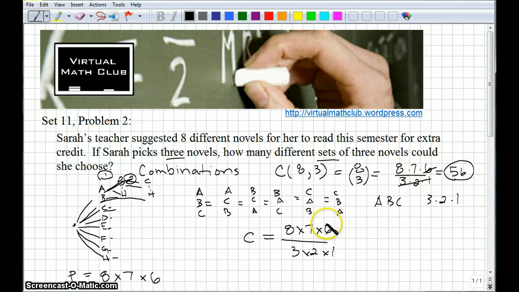So that's a very quick lesson in combinations. It's basically 2 permutations. We've taken the number of ways to choose 3 novels if order matters, and divided it by the number of ways to arrange the 3 novels in order to correct for the overcounting in the permutation. So again, 3 times 2 times 1 is 6, so it's just 56. So there you go. That's how you do that problem.